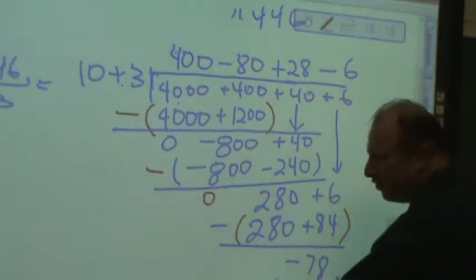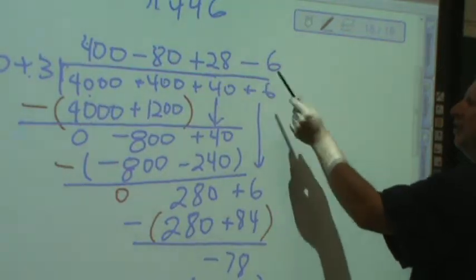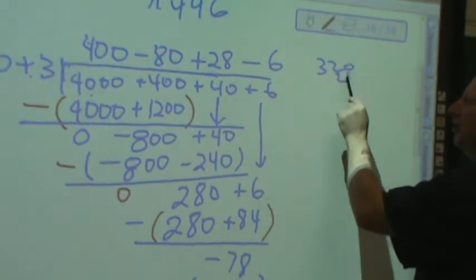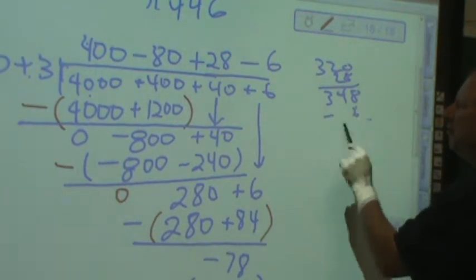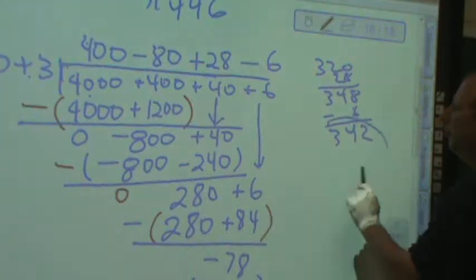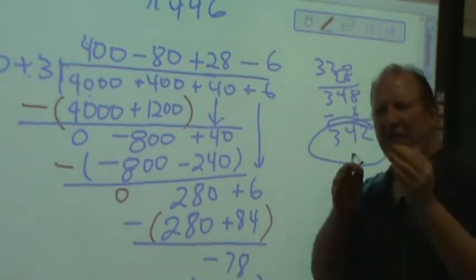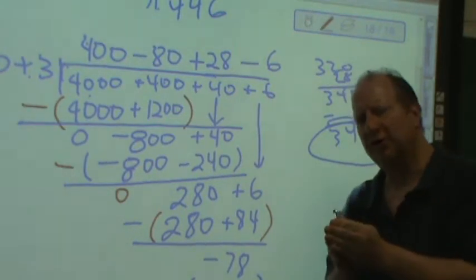Now let's look at what our answer really is. 400 minus 80 is 320. 320 plus 28 is 348. 348 minus 6 is 342. Same answer. We got the exact same answer. Now let's connect what we just did with algebra.